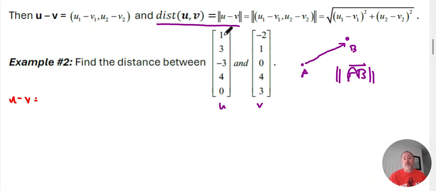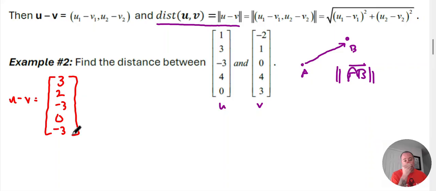And so in the previous example, it's just going to be 1 minus -2. So I'm just going to go ahead and write down that that's actually going to end up being 3. Then it's going to be 3 minus 1, which is going to give us a 2. -3 minus 0 is going to give us -3. 4 minus 4 is going to give us 0. And then 0 minus 3 is going to give us -3. So pretty simple stuff here. And then all we have to do is take the norm of it, or the length of it, or the magnitude of it, whatever you want to call it. All right, so let's do that.